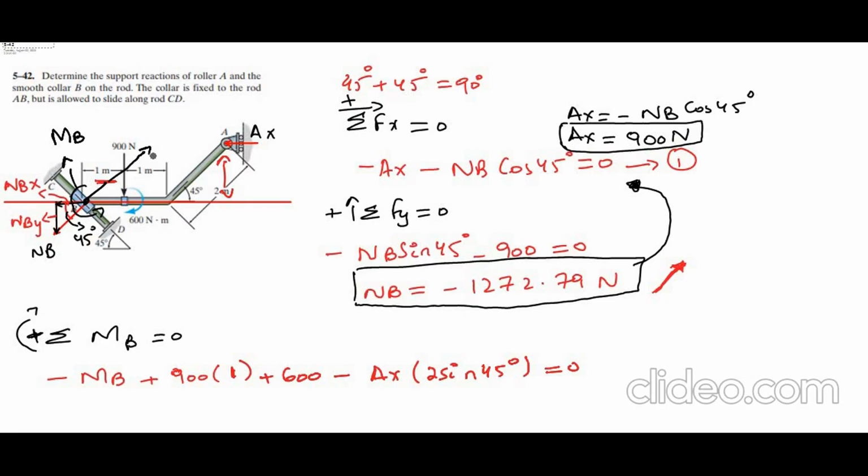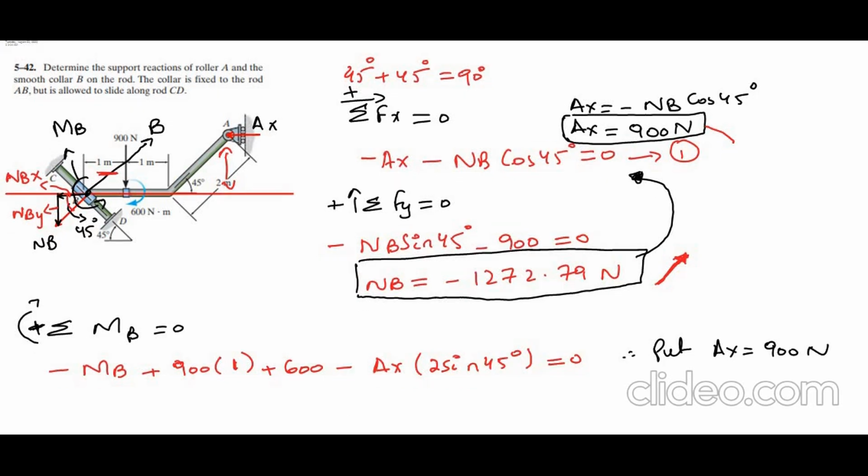Let me write it here. This is point B. So from here, if I put the value of AX equals to 900 newtons, then MB is equal to 227.2 newton meters. So this is the answer to this problem.